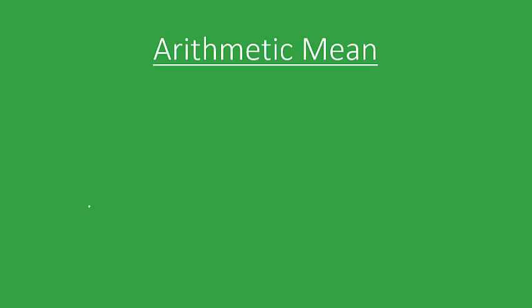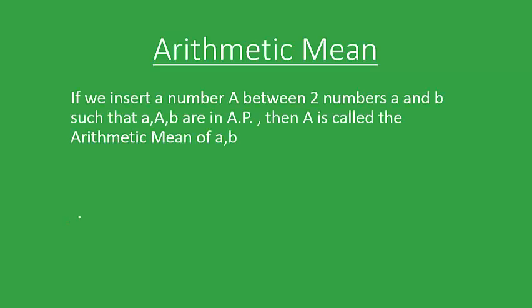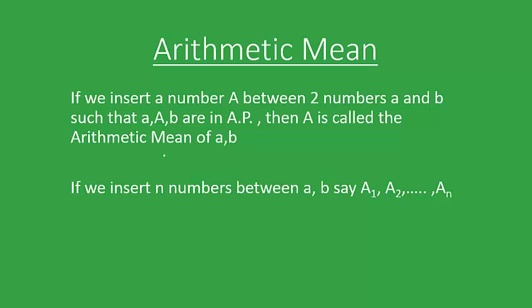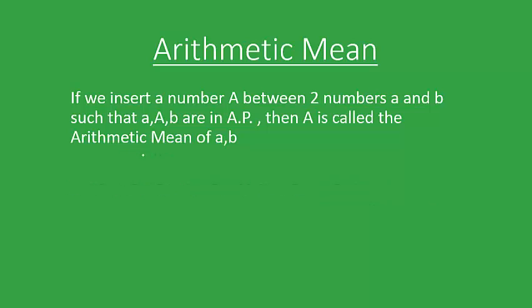Okay. So after we have studied the arithmetic progressions, there's an important term called arithmetic mean. If we insert a number capital A between two numbers a and b such that a, capital A, and b are in AP, then capital A is called the arithmetic mean of a and b. We'll talk about the importance of this particular term in a later part of this video. So first of all, let's try to calculate the arithmetic mean.